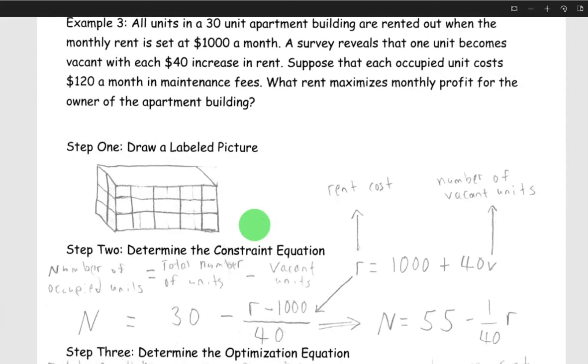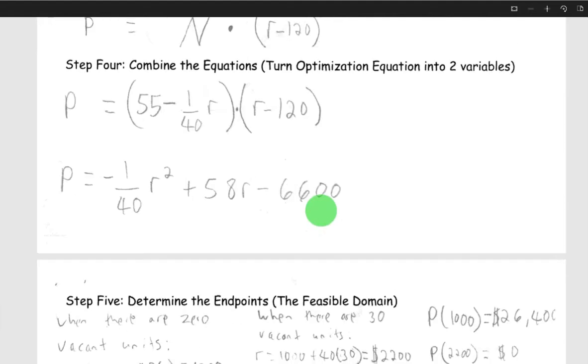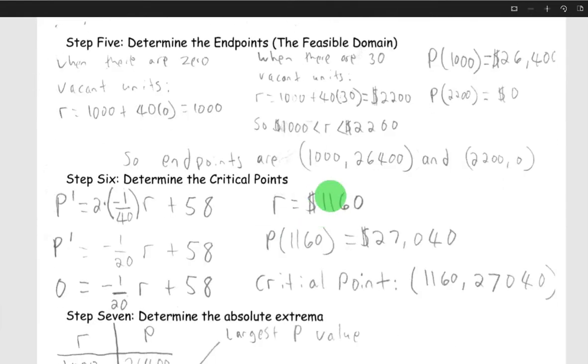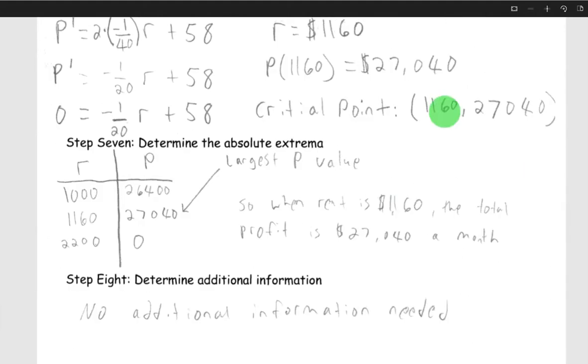Again, we're trying to maximize profit on this apartment building. What rent maximizes monthly profit? So we found our endpoints to be 1,000, 26,400. If we charge 1,000 for rent, that's how much we're going to make. If we charge 2,200 for rent, we'll make 0. Our critical point, if we charge 1,160 for rent, we will make 27,040.